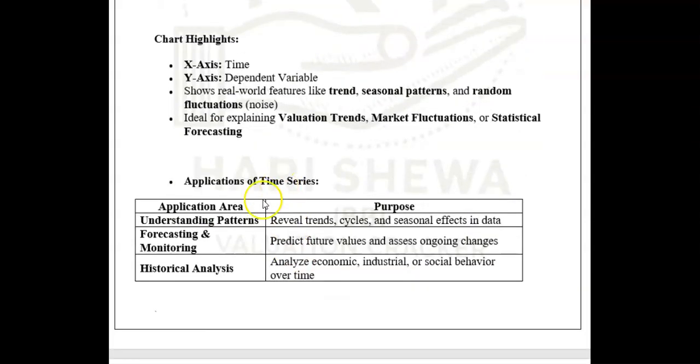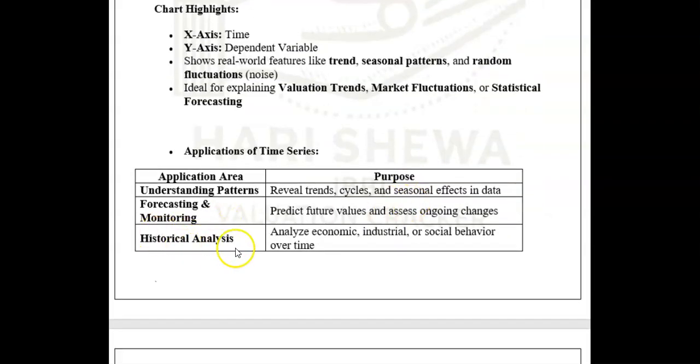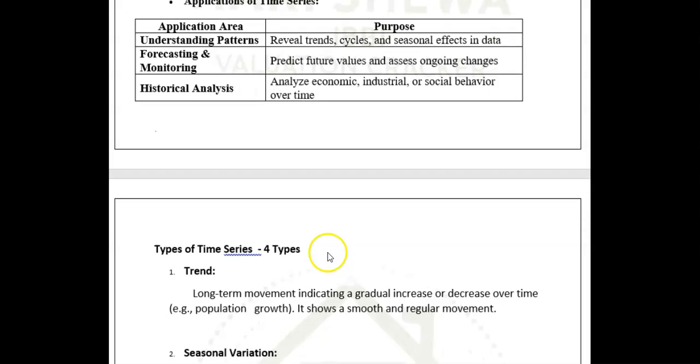Application of time series. Understanding pattern: reveal trends, cycles, and seasonal effects in the data. Forecasting and monitoring: predict future values, assess ongoing change. From the last 40 years, 50 years, 60 years of data, you can predict the next 2 years, 3 years, 4 years, 5 years, what the rate will be. Historical analysis: analyze economic, industrial, and social behavior over time.